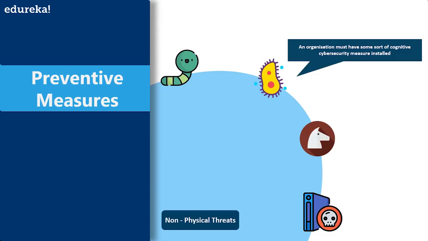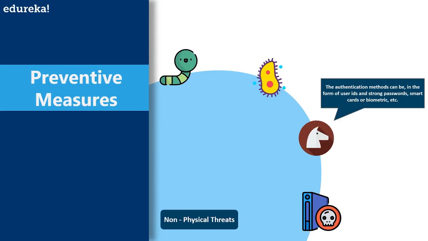Thirdly, unauthorized access to computer systems resources can be prevented by the use of authentication methods, and the authentication method can be in the form of user IDs and strong passwords, smart cards, and biometrics of sorts.